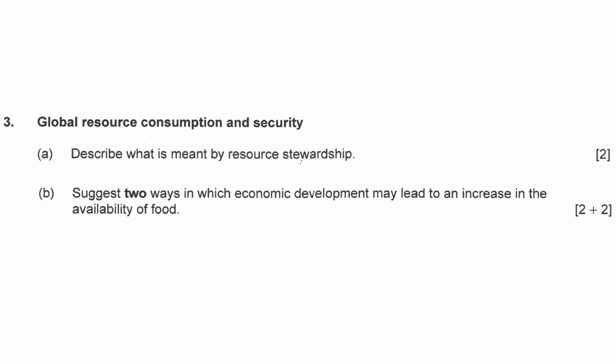And a description of it. Suggest two ways in which economic development may lead to an increase in the availability of food. More food, of course, but why in a geographic way, not in the economic way. Be careful, because economic development and human geography are very similar, connected. 6 marks altogether for question 3. Pause and write.